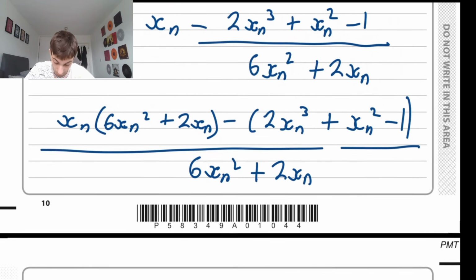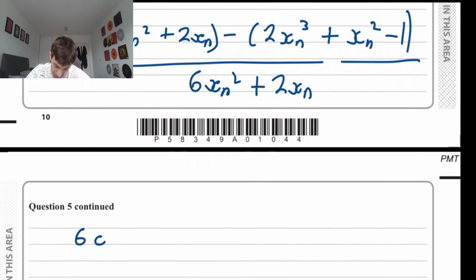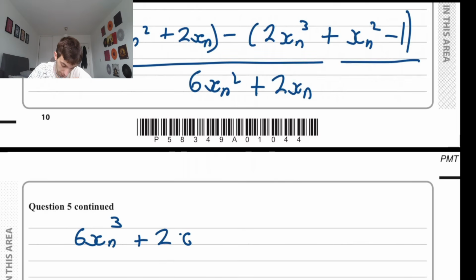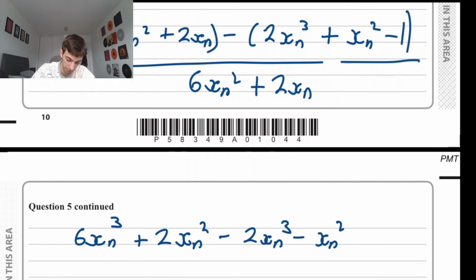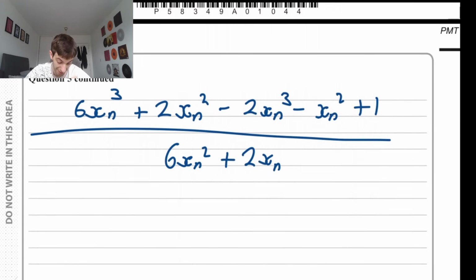Okay, so let's sort out that numerator. Quickly sorting out the numerator, we have 6xn squared times xn, so that's 6xn cubed plus 2xn squared. Then we're going to be taking away 2xn cubed. Be careful with your signs here. So it's going to be minus xn squared and then plus 1. So minus minus, we're going to have plus 1. And once again, that's all going to be over 6xn squared plus 2 times xn. So let's sort out that numerator a little bit better now. So we have 6xn cubed minus 2xn cubed, so that's going to be 4xn cubed. Looking at our x squareds, we have 2xn squared minus xn squared.